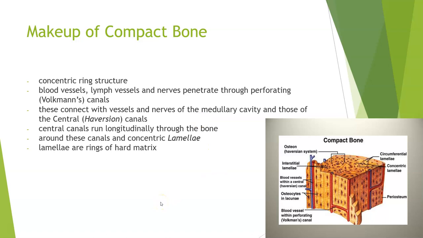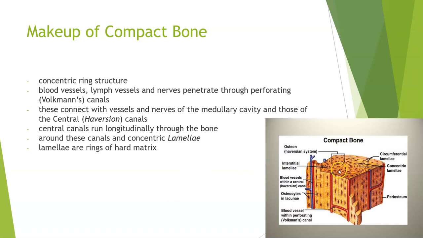Compact bone, although it looks solid, when you look at a femur or something like that, and you saw a cut one that I had from a cow that showed the medullary cavity, it looks pretty solid. Well, under the microscope, it is actually made of a concentric ring structure. And within this concentric ring structure, we have blood vessels, lymph vessels, and nerves that penetrate through perforating canals called Volkmann canals.